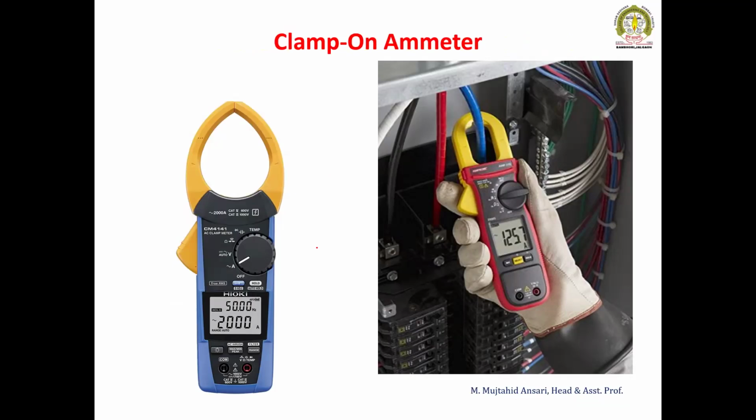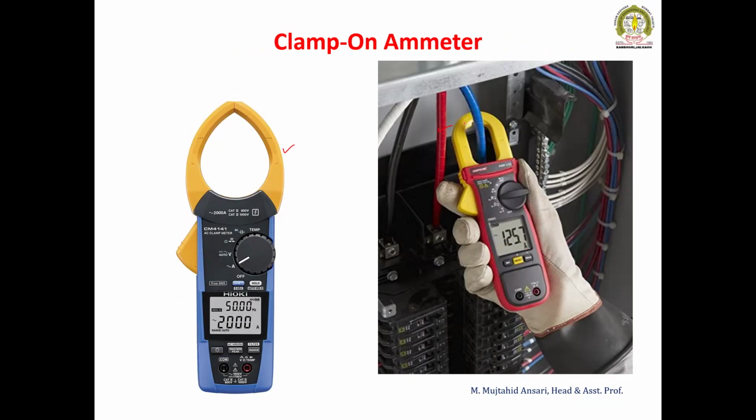Now there is a portable CT. Here this is acting as the primary winding, the single conductor, whereas this ring is acting as the secondary winding with a large number of turns, and with the digital display we can measure the current very easily and portably.